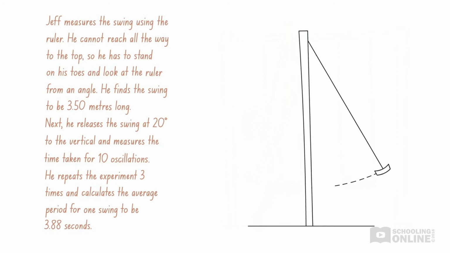Next, he releases the swing at an angle of 20 degrees to the vertical and measures the time taken for 10 oscillations, or 10 complete swings. He repeats the experiment 3 times and calculates the average period for one swing to be 3.88 seconds.